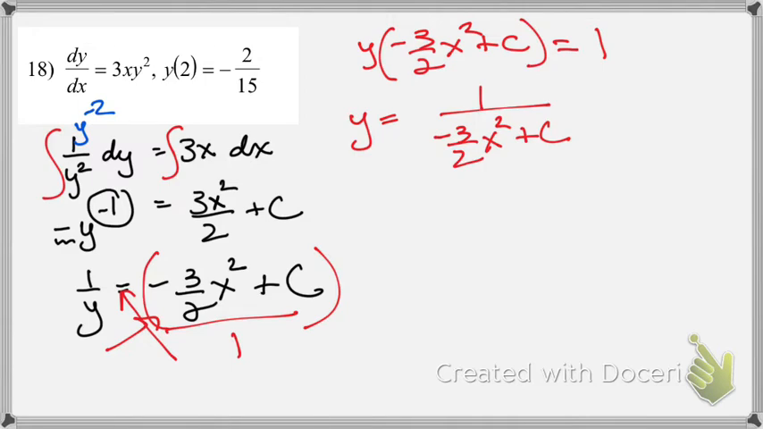I look at what my initial condition is, and I decide, will that be easy to plug in? Should I leave it like this? Or do I want to change it up and multiply everything by 2? Honestly, you can do it either way.